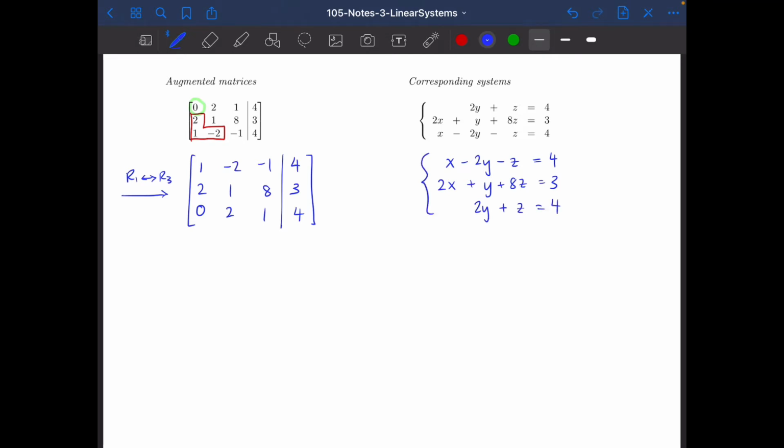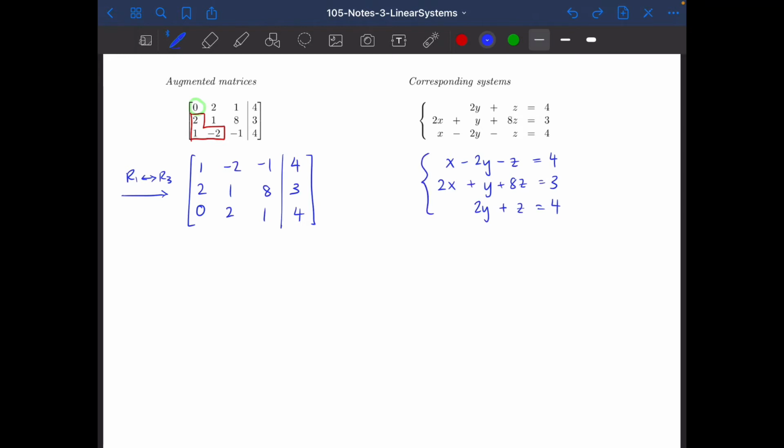What happened on the system level? Well, I interchanged two equations. And so interchanging two rows in the augmented matrix is equivalent to interchanging two equations in the corresponding linear system. If I interchange two equations in the linear system, I'm not changing the solution set of the linear system.